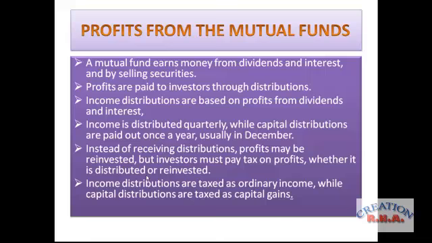Now whatever income is given to you as dividends is distributed every quarter, okay, and that would be taxed as regular or ordinary income, while the capital distribution that is done once a year would be taxed as capital gains. Capital distribution is the money that is generated from selling of the securities.